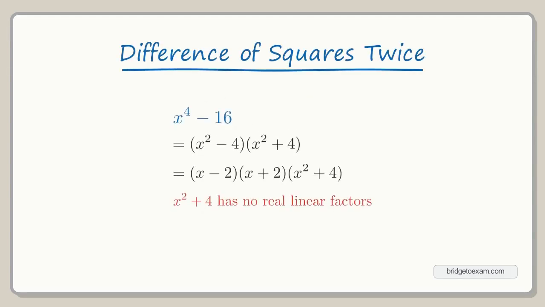For x to the fourth minus 16, use the difference of squares. It becomes x squared minus 4 times x squared plus 4. Then x squared minus 4 factors again. Over the real numbers, x squared plus 4 does not factor.